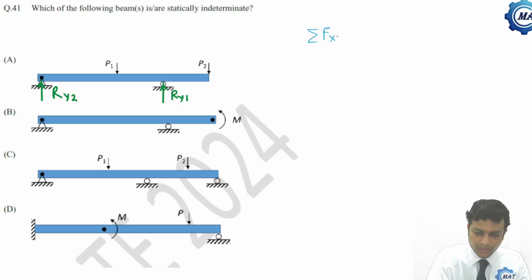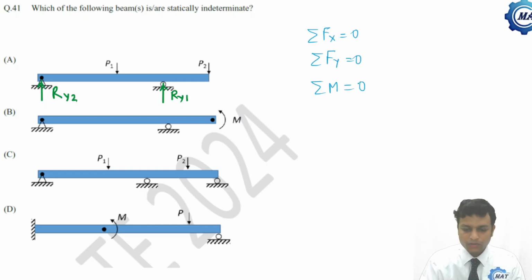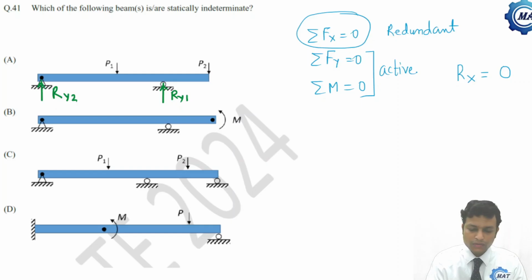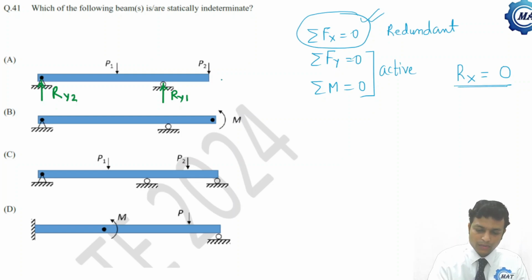We know that there are three equilibrium equations, and summation of moments is 0. As there is no force along x, this equation becomes redundant, and Rx is 0. Always for all beams Rx is 0. So we have two active equations. If unknowns are 2, we can solve this and it will be statically determinate, otherwise statically indeterminate. So there are two unknowns, already we know that Rx is 0 as this equation is redundant. So two unknowns can be solved. So this is statically determinate.